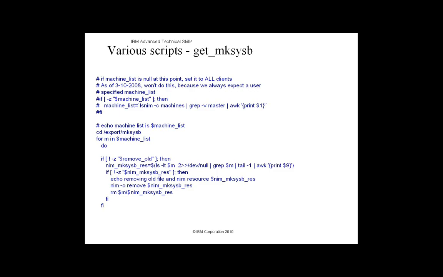And now, for each machine in the machine list, for M in the machine list, if remove old is not null, then we will remove the old file. We'll figure out the oldest one. You can see me in there doing an ls -lt for the machine.